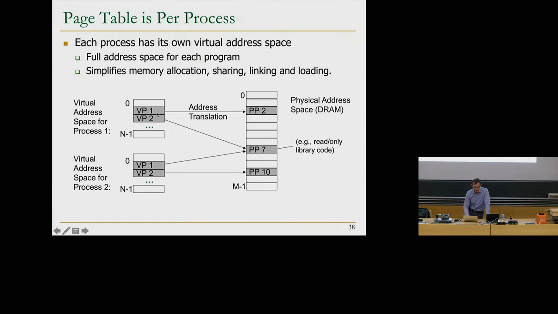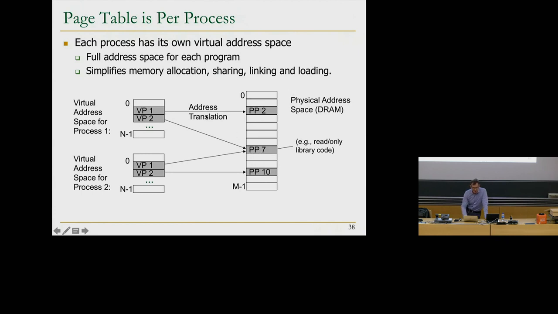So if you look over here, in this case, virtual page 2 in the virtual address space for process 1 maps to physical page 7. And virtual page 1 in the virtual address space of process 2 also maps to physical page 7. Why? Because it looks like it's read-only library code. So for example, this could be a library that gets mapped into physical memory, and they both actually reference that library. It could be shared data, it could be code, it could be different things, basically. Okay? So you can now share data with this mechanism.